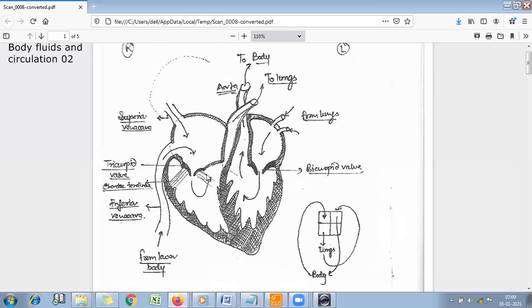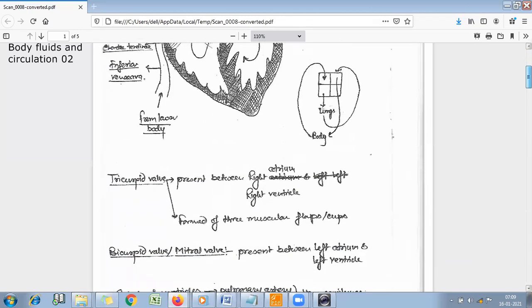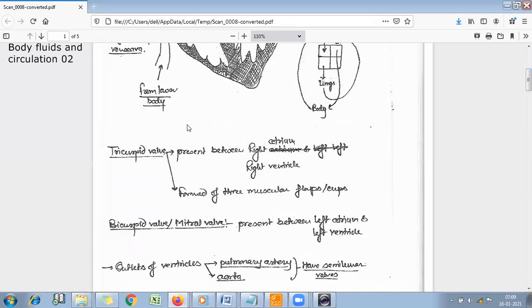These semilunar valves are used to prevent the backflow of blood from the artery back into the ventricle. Now we will see some facts. The tricuspid valve is present between the right atrium and right ventricle. The second fact is that the tricuspid valve is called tricuspid because it is made up of three muscular flaps or cusps. It is made up of three cup-like structures, three flaps. That's why it is called tricuspid.